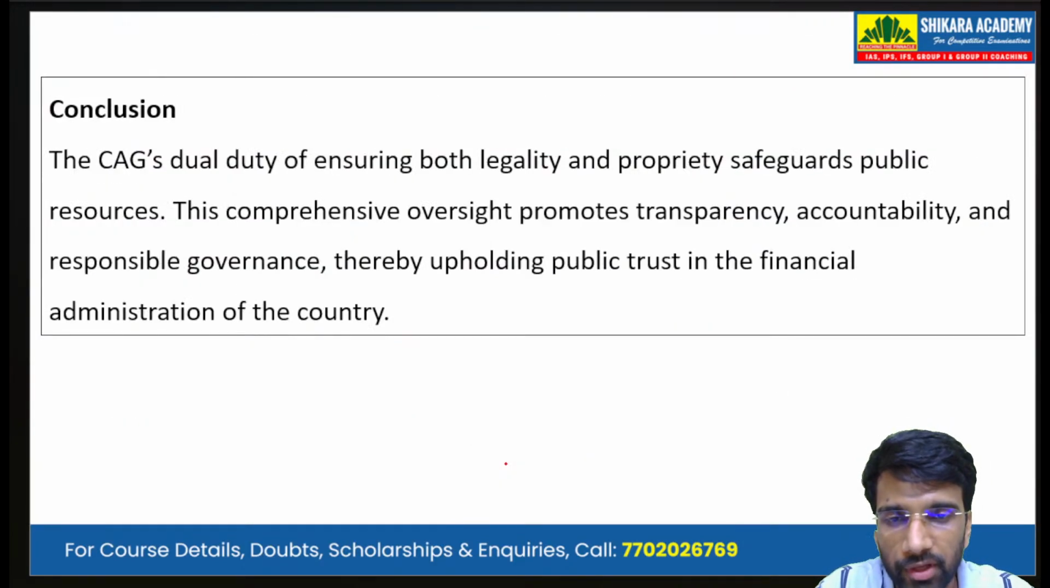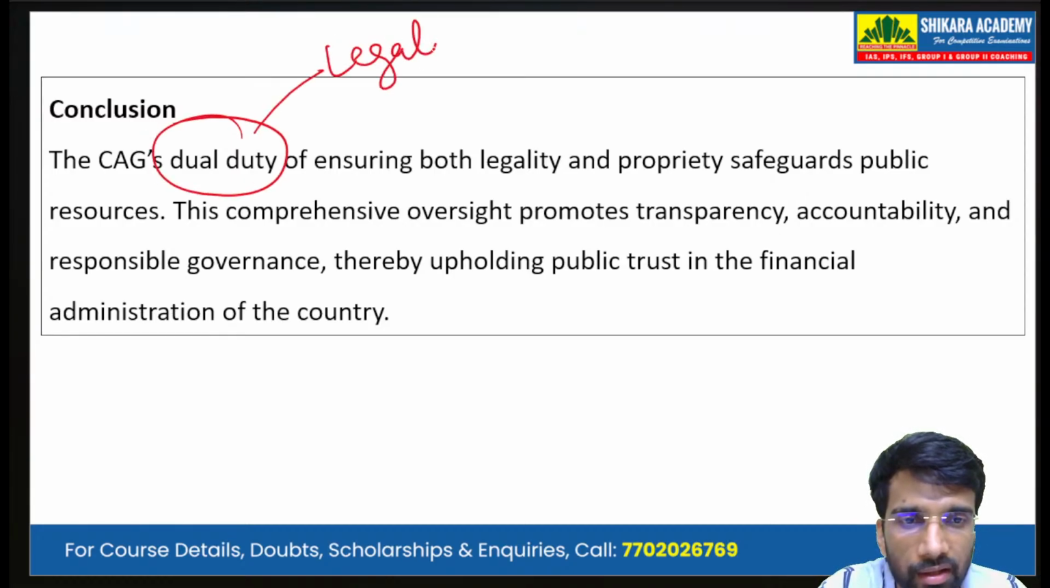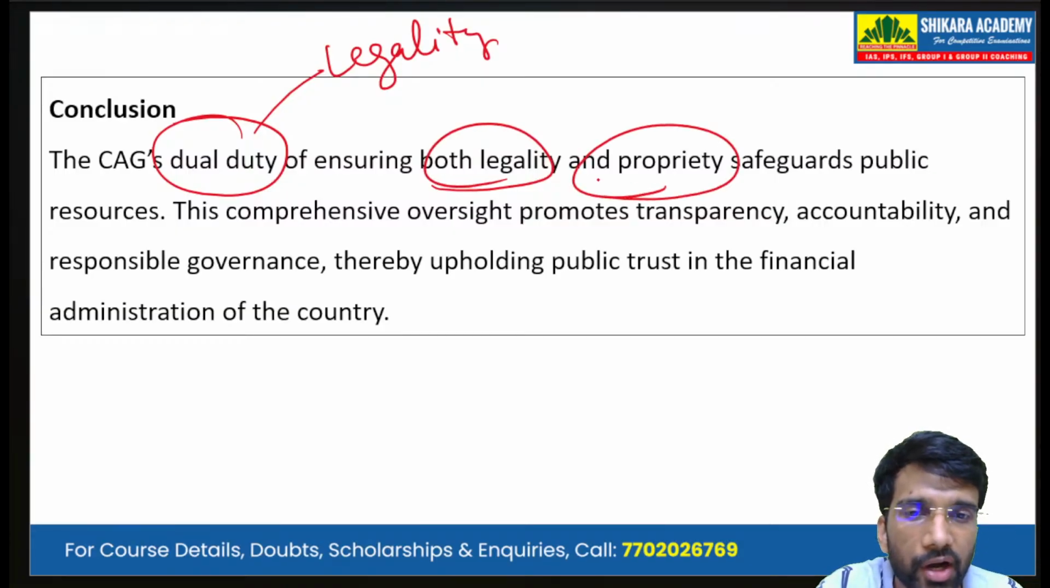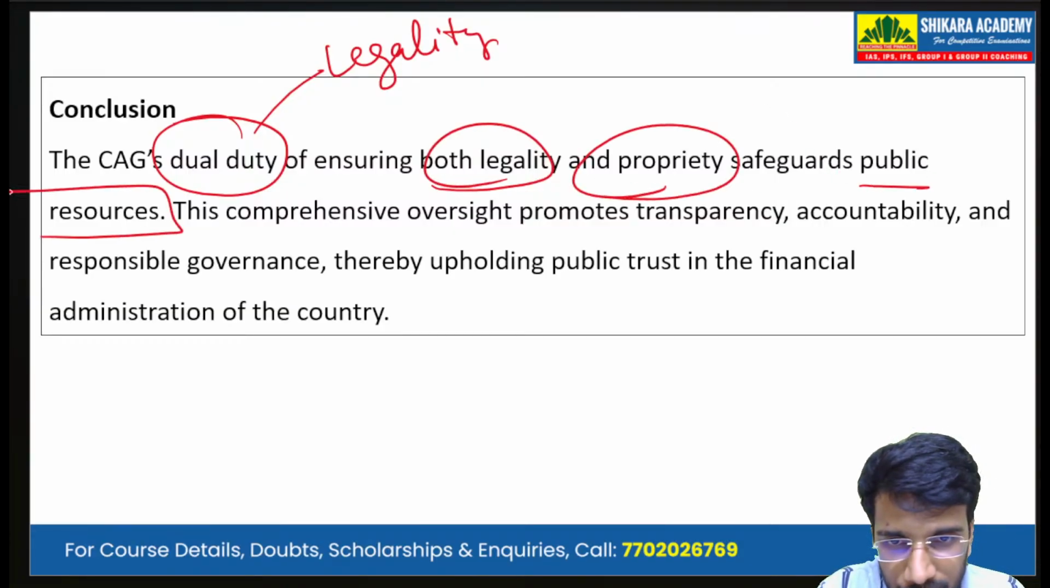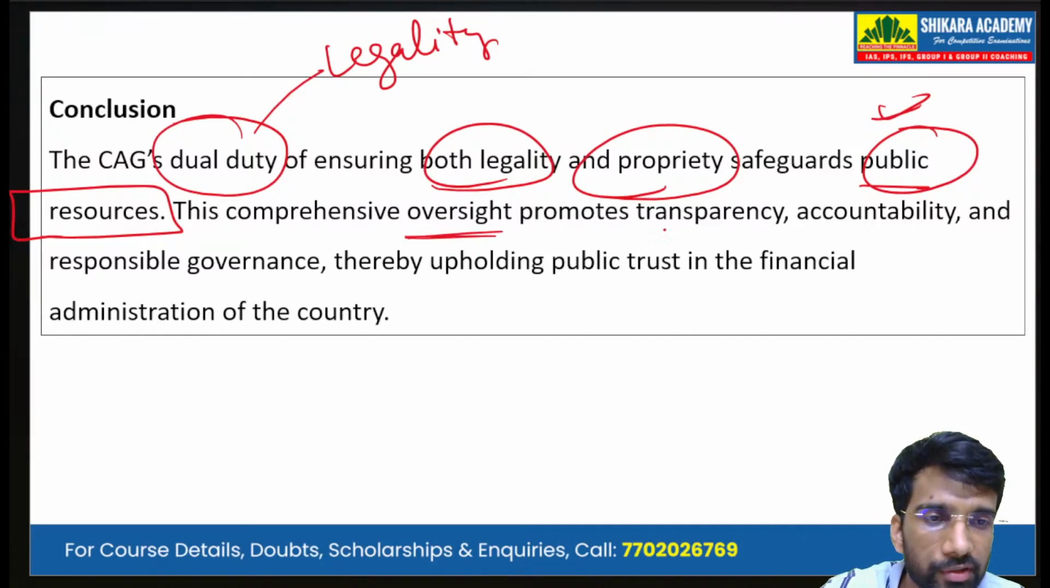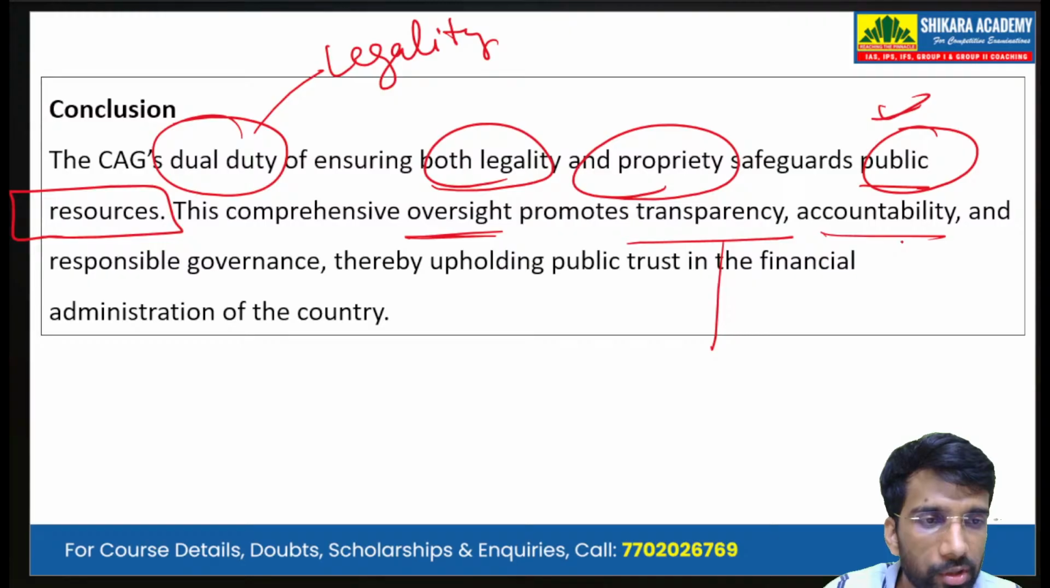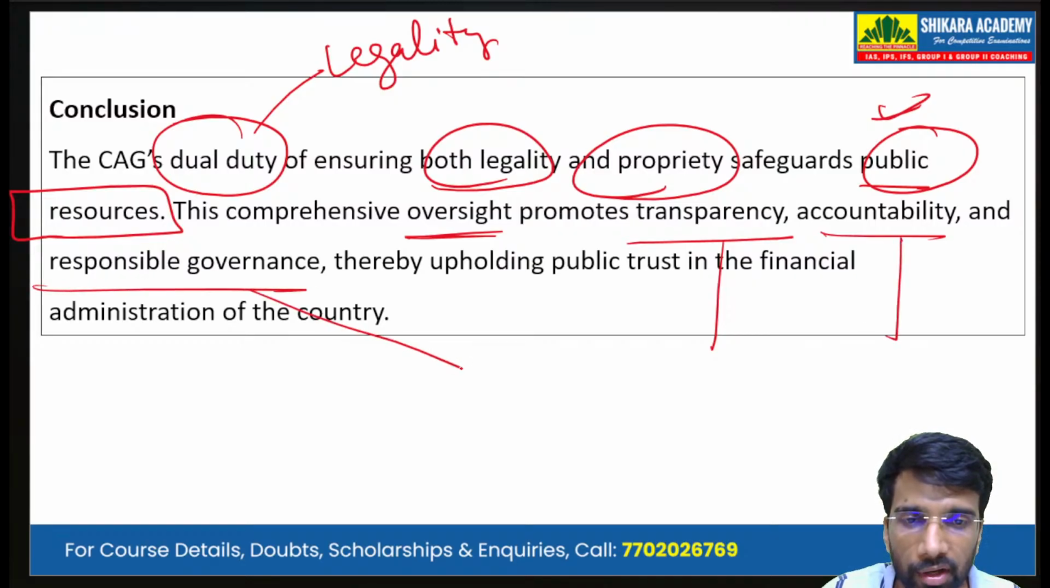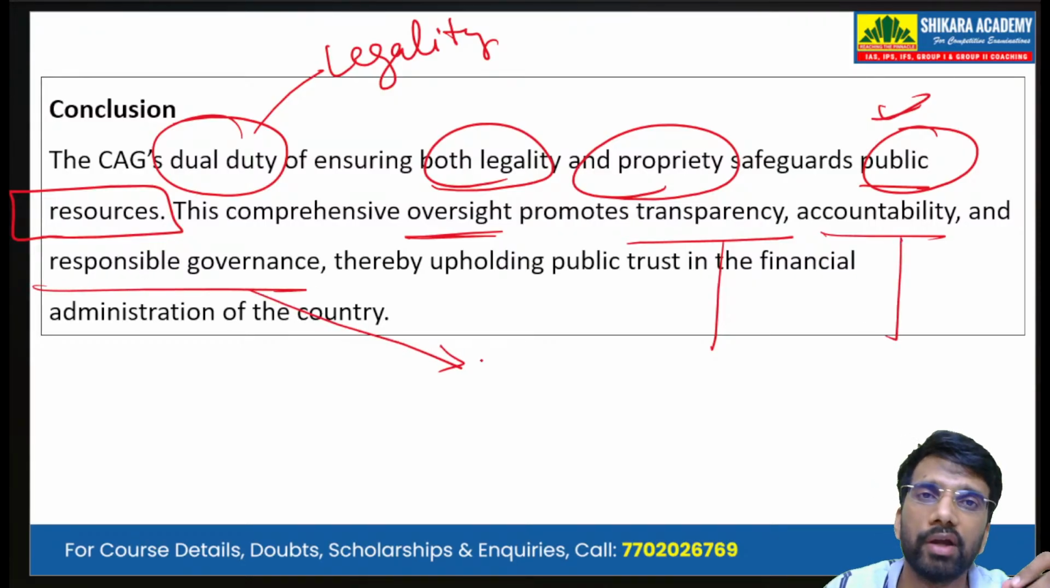In conclusion, we write the significance of the CAG's role. Okay, the CAG's dual duty. Dual duty is that legality as well as the propriety. It safeguards the public resources. This comprehensive oversight by the CAG promotes transparency, accountability, and responsible governance. That is actually the significance.